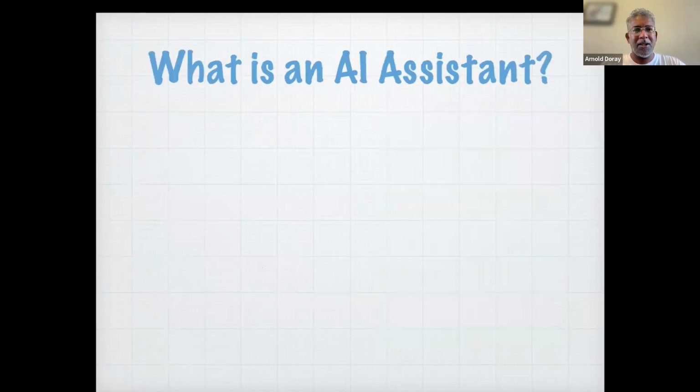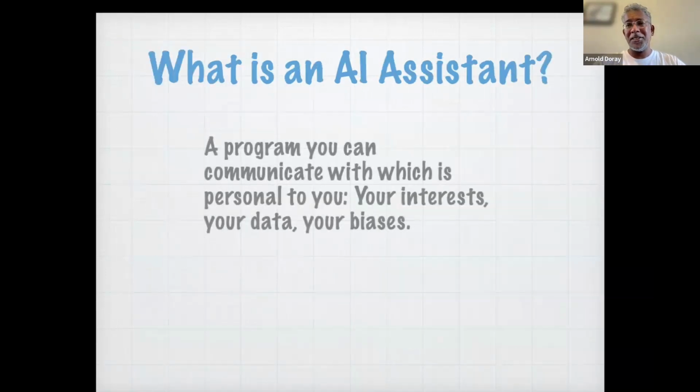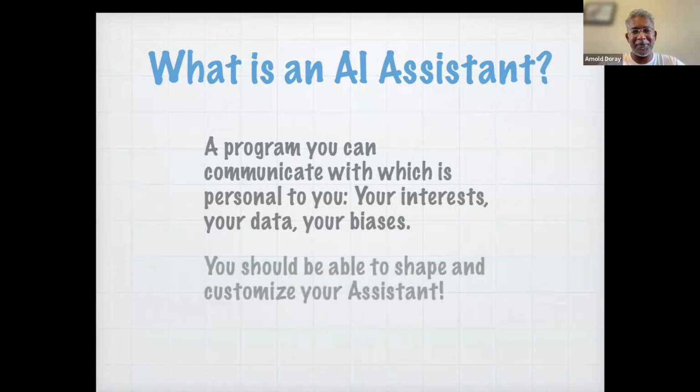Okay, so what is an AI assistant? Well, first of all, it is simply a computer program that you can communicate with, and that is personal to yourself: your interests, your data, what your biases are in life, and so on. All of us have got all of these things.